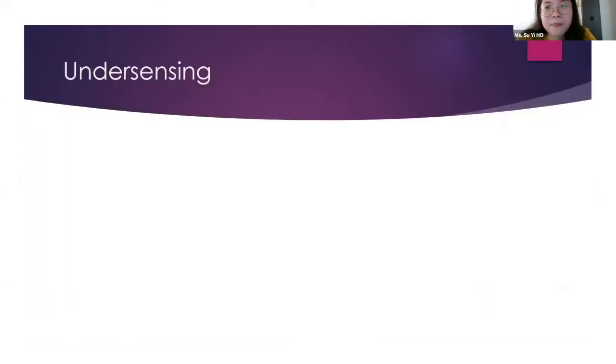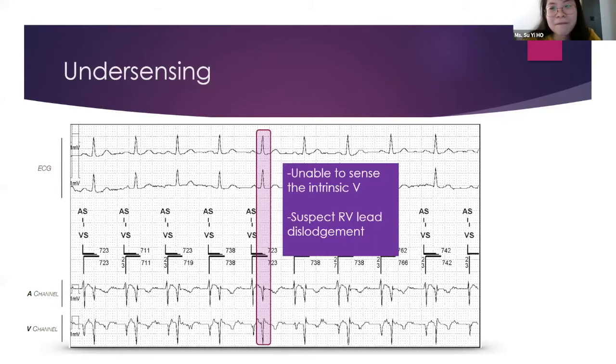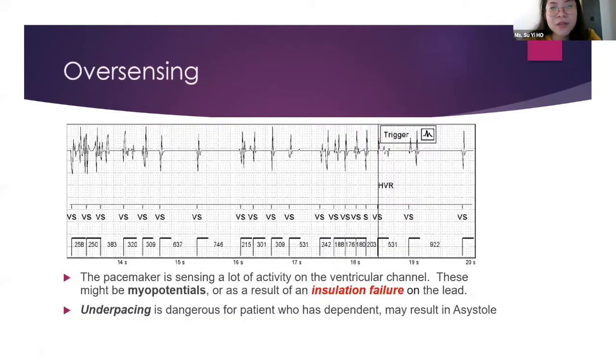In another example, just take a look at this strip. You can see both A-sense and V-sense markers. However, take note that the R wave is actually inaccurately sensed. The V channel is actually sensing the atrial signals instead. So we should suspect whether there is an RV lead dislodgement, and also compare with the rest of the test results, such as threshold and impedance, and of course alert our doctors to do the follow-up.